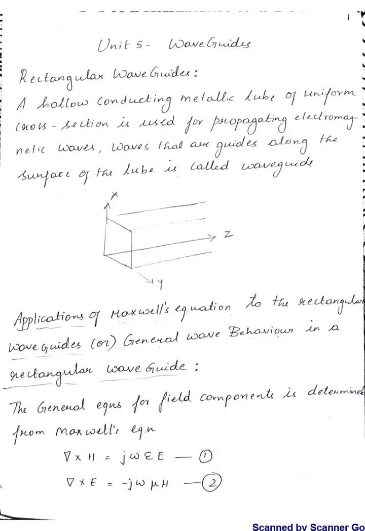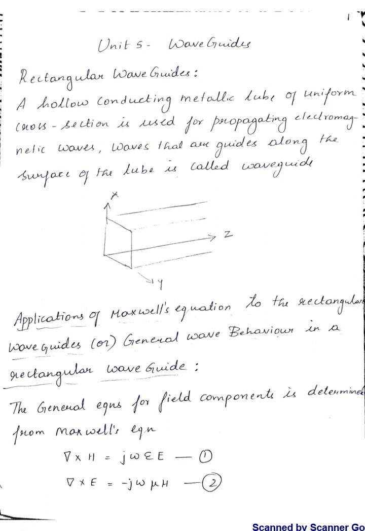So coming to rectangular waveguides, we'll see what waveguides are first. Waveguides are nothing but a hollow conducting metallic tube of uniform cross section which is used for propagating electromagnetic waves. Waves that are guided along the surface of the tube is generally nothing but a waveguide. And let us move into the first topic, that is applications of Maxwell's equation to the rectangular waveguides, or the other heading is general wave behavior in a rectangular waveguide.